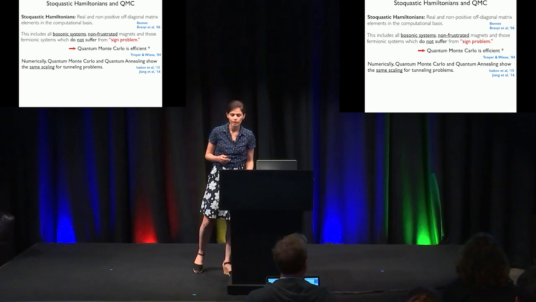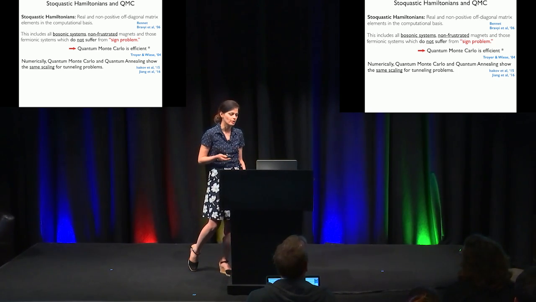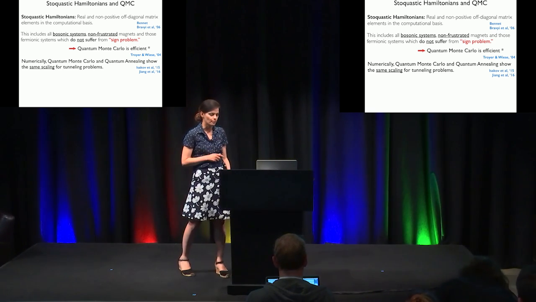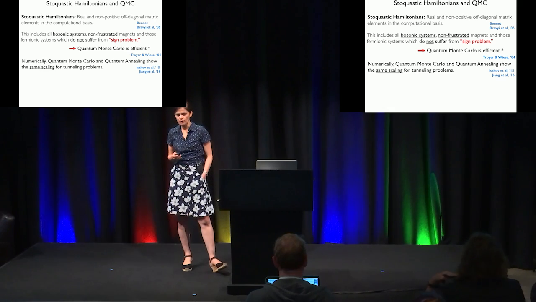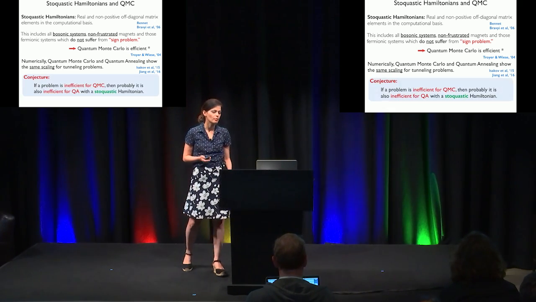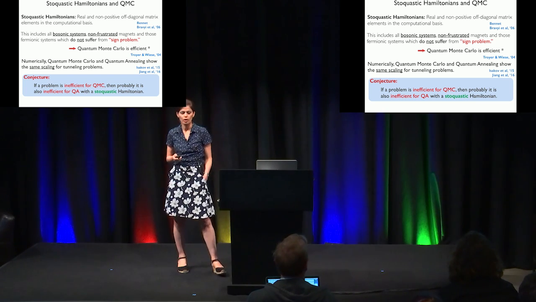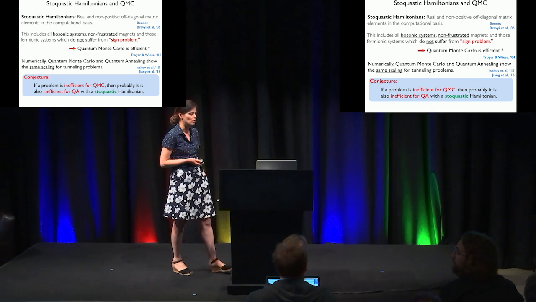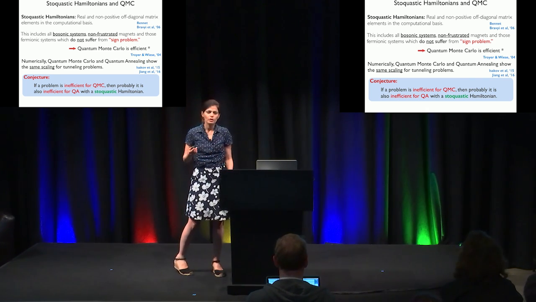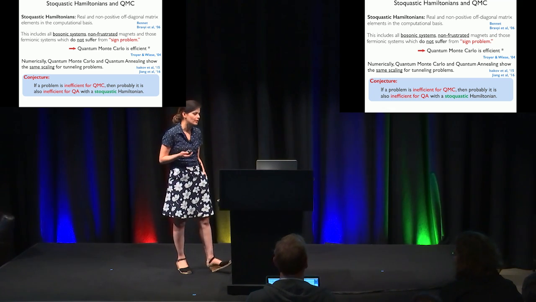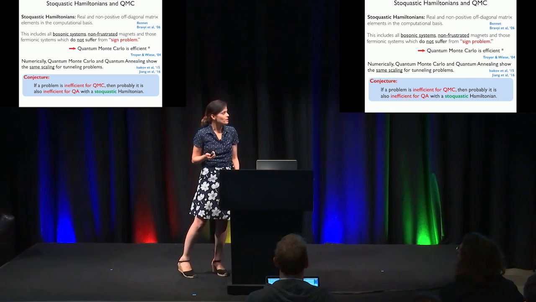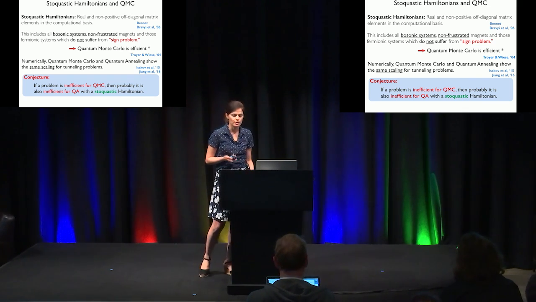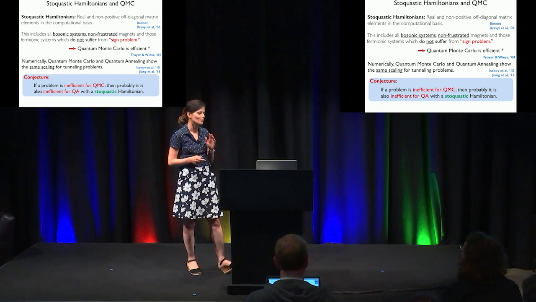Numerically, as we heard in this conference as well, it has been shown that quantum Monte Carlo and quantum annealing show the same scaling for tunneling problems. This numerical observation leads to the conjecture that if a problem is inefficient for quantum Monte Carlo, then it's probably also inefficient for a quantum annealer, which has a stochastic Hamiltonian. If this conjecture is true, then if we want to pursue quantum annealing, we are left with seeing how efficient non-stochastic Hamiltonians can be for quantum annealing.